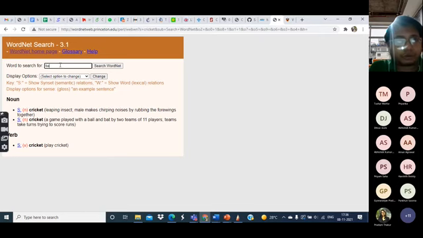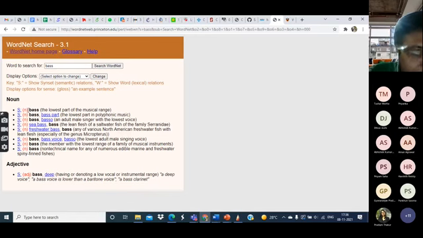Or even within the same word, take this word bass, for example. This can be both a noun as well as an adjective. Even as a noun it has many different meanings, like the lowest part of a musical instrument, the lowest part of a polyphonic music, a singer with the lowest voice, then a kind of fish, etc., etc., right? So this WordNet is a very important resource.